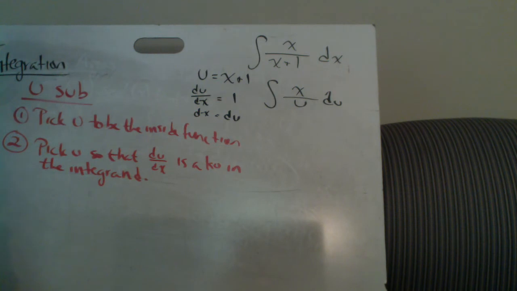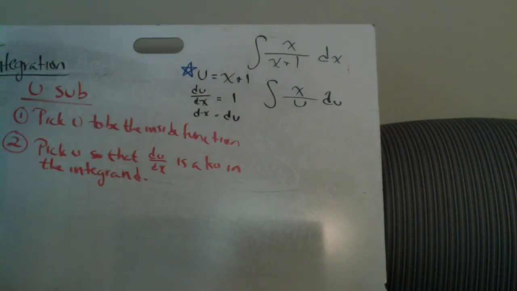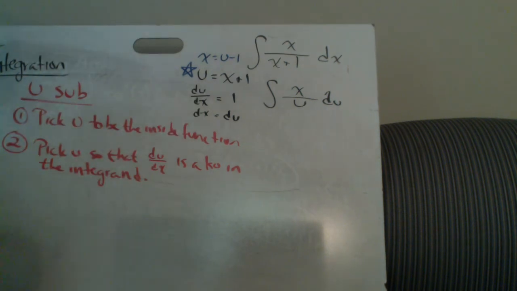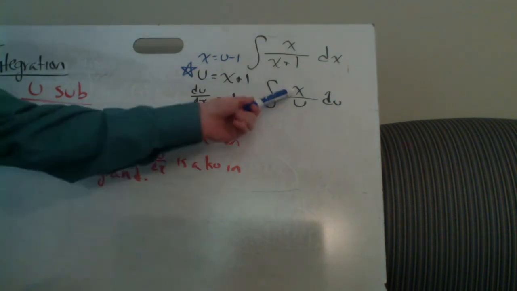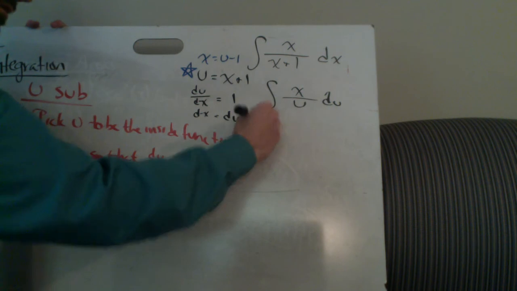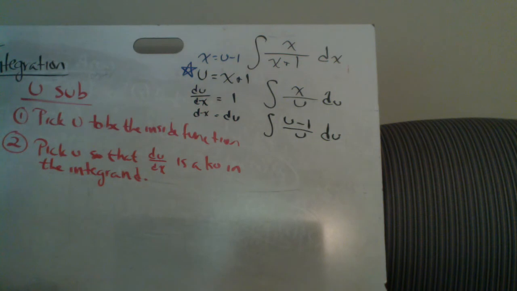That is, I can turn this x into u's because I know that u is equal to x plus 1. That means that x is equal to u minus 1. So I can replace that x in the top with this nice equation here, and I'll get u minus 1 over u du. How cool is that? Hopefully pretty cool. I think it's cool. It's also clever. It doesn't jump out at you that should happen.